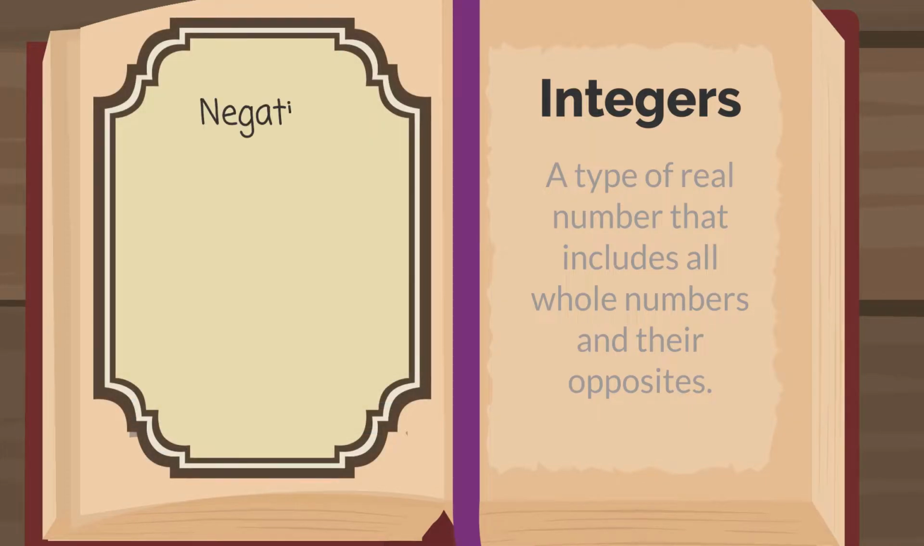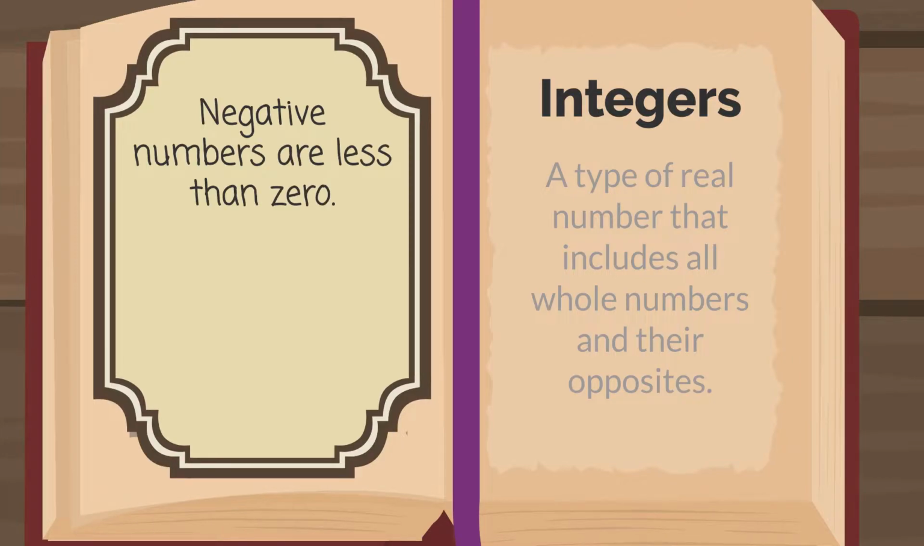Negative numbers are values less than 0. Negative numbers can represent things like temperature or money. Negative values that are further away from 0 are smaller in value than those closer to 0.